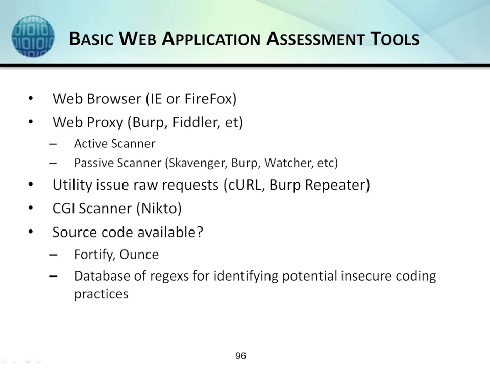attacks. You're also going to want a utility that's going to allow you to manually craft requests. So you saw that I used Burp Repeater. Another tool you might be familiar with is curl, or command line URL. You might want a CGI scanner like Nikto. And if you actually have access to the source code, maybe you want to use some kind of source code analysis tool, or maybe you just have a bunch of keywords that you'd want to search for in the code. That would be another way to go about it.